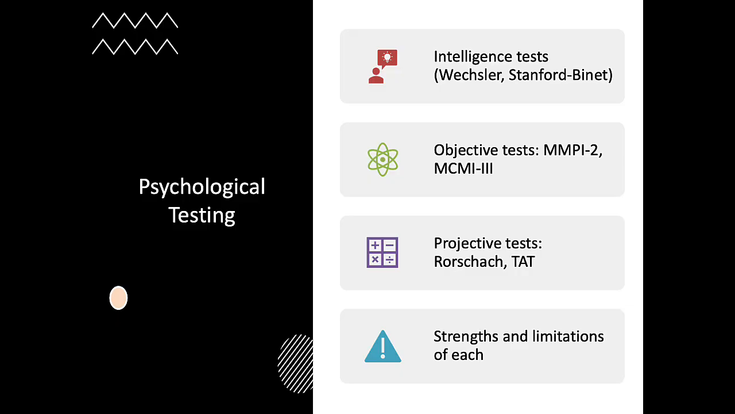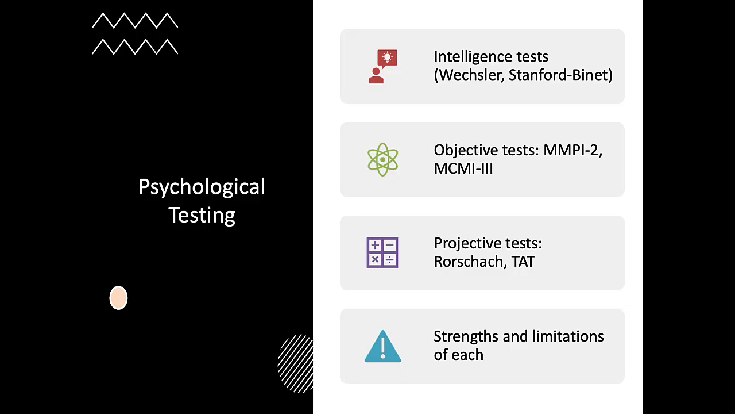Psychological tests are structured, standardized methods to evaluate stable traits like intelligence and personality. Intelligence tests, such as the Wechsler Adult Intelligence Scale, help diagnose intellectual disability, evaluate impairments, and profile strengths and weaknesses. Personality tests include objective tests like the MMPI-2 and Millon Clinical Multiaxial Inventory, and projective tests like the Rorschach Inkblot test and Thematic Apperception Test.